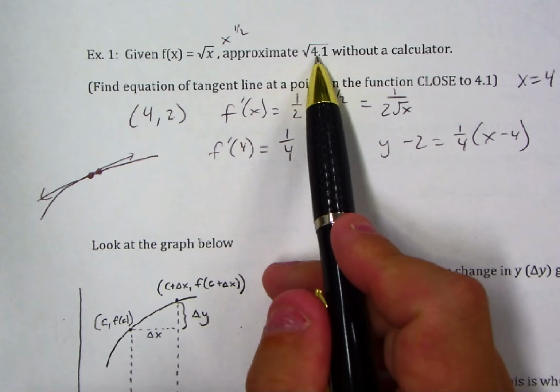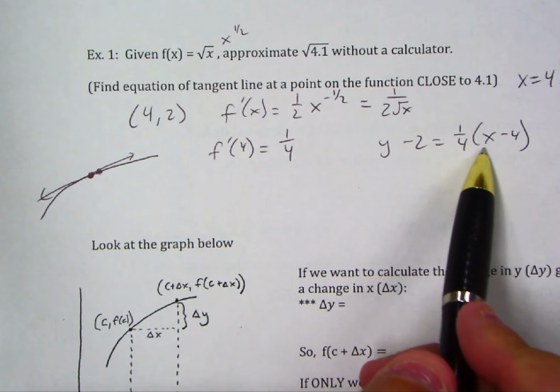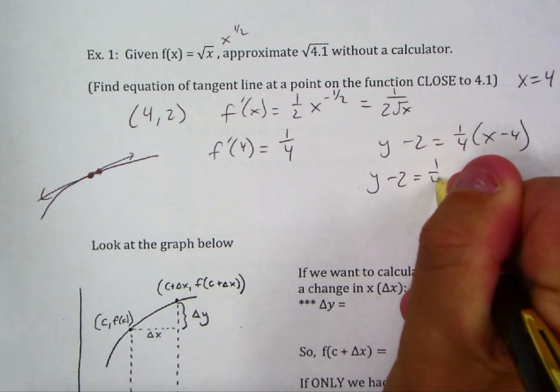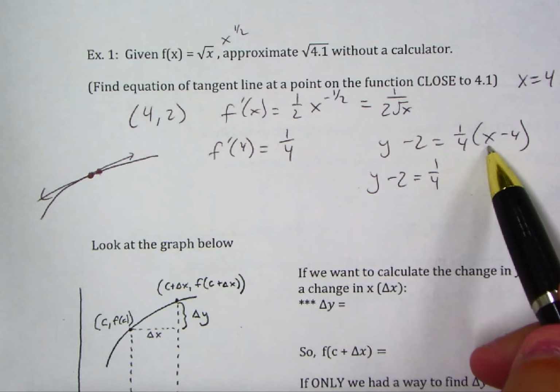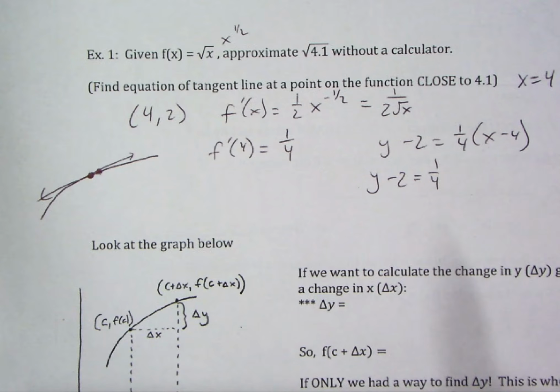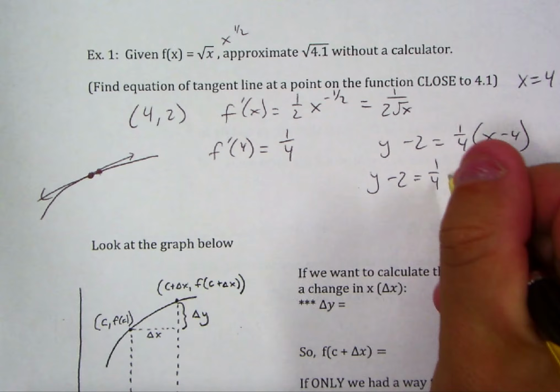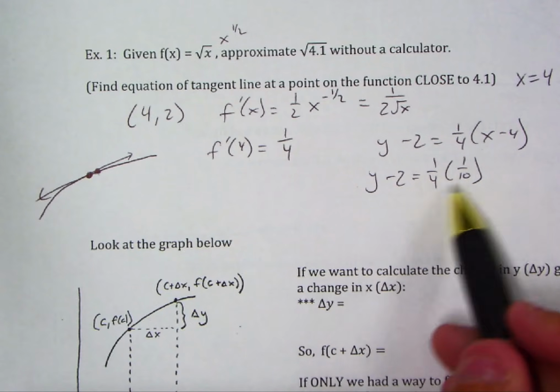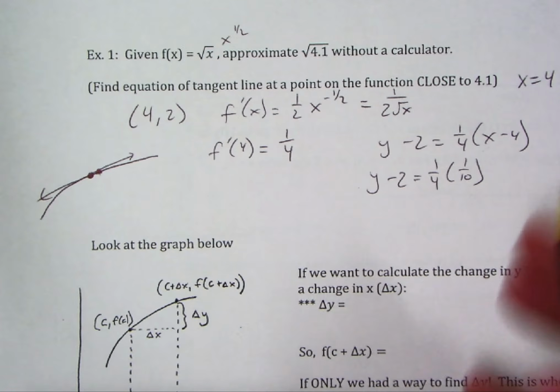So I'm going to plug 4.1 in for x right here in the tangent line and do some mental math. So 4.1 minus 4 is 0.1 or 1/10. That's 1/40th, and then add 2.